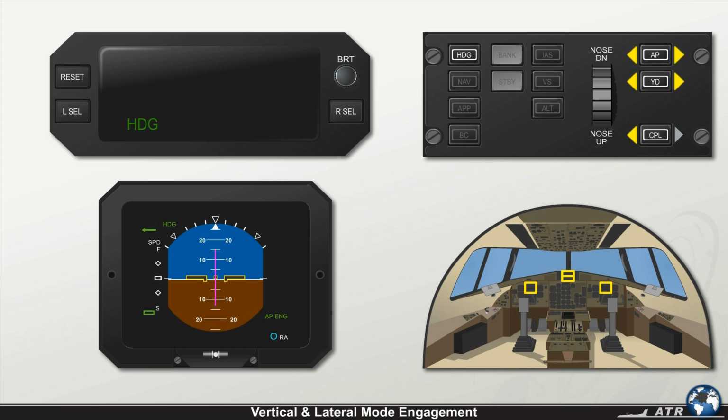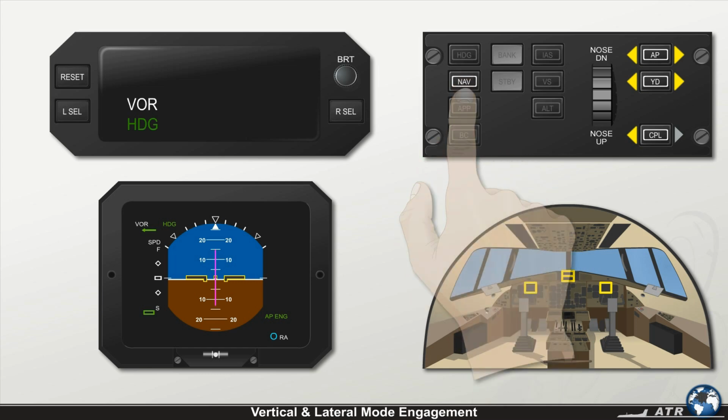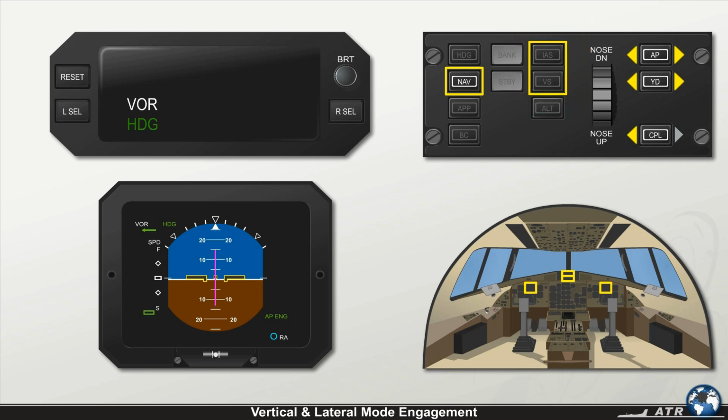Some modes are engaged with an initial armed status. An armed mode means that the mode is engaged but needs to meet certain conditions before becoming active. The engagement of armed modes is limited to one lateral mode and two vertical modes simultaneously. In this case, the vertical mode, which after meeting the capture conditions will become the active mode.